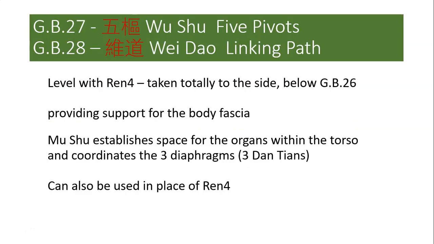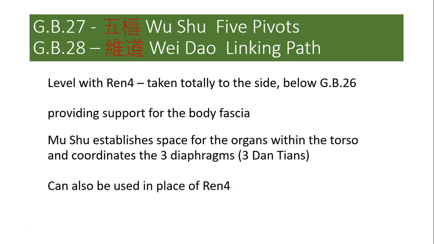And here is side gallbladder 27, 28. So basically you're looking at the level of REN4, but taken totally to the side, below gallbladder 26, as if the gallbladder line went straight down. So in most texts today, the gallbladder line goes down and then zigzags into the inguinal and then out towards gallbladder 29 to gallbladder 30 and then back to the side of the leg.